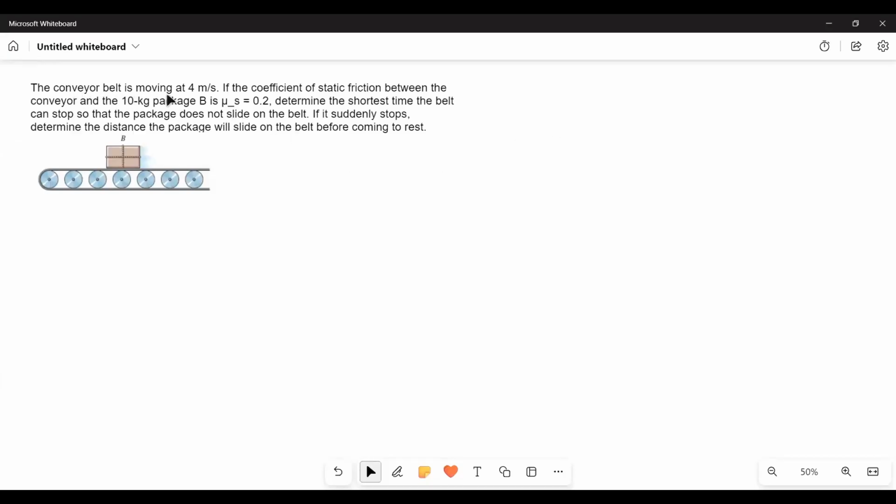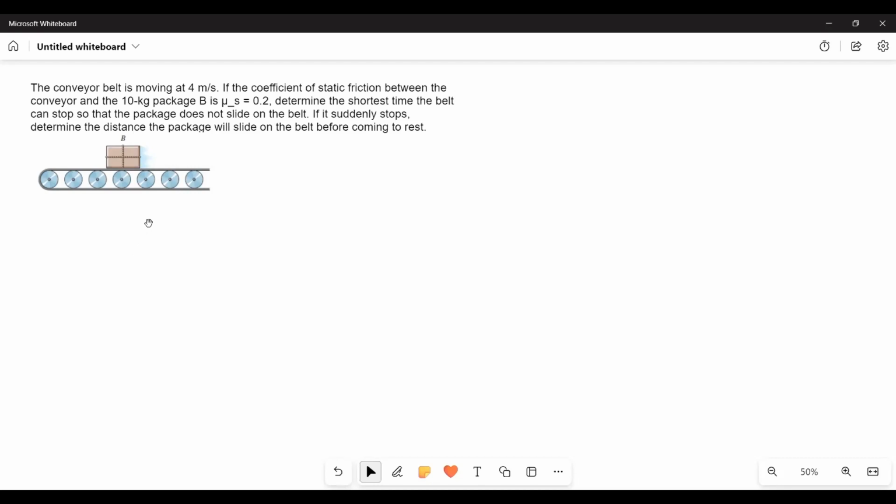The conveyor belt is moving at 4 meters per second. If the coefficient of static friction between the conveyor and the 10 kg package is 0.2, determine the shortest time the belt can stop so that the package does not slide on the belt. If it suddenly stops, determine the distance the package will slide on the belt before coming to rest.